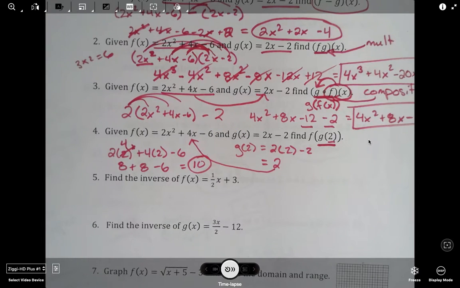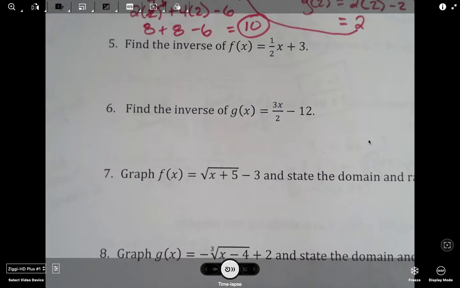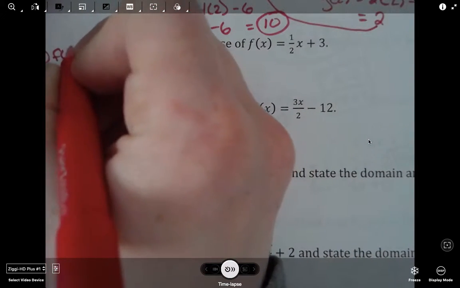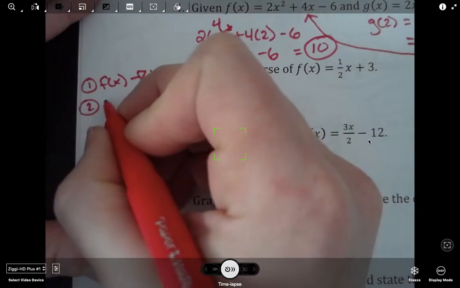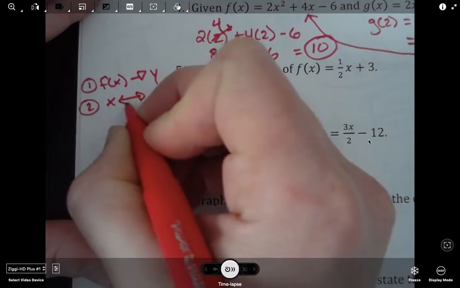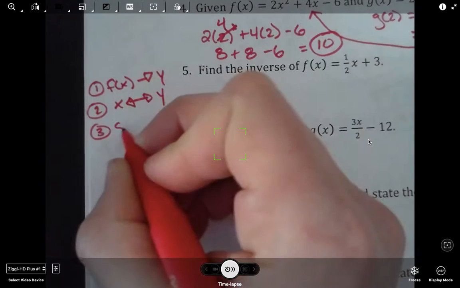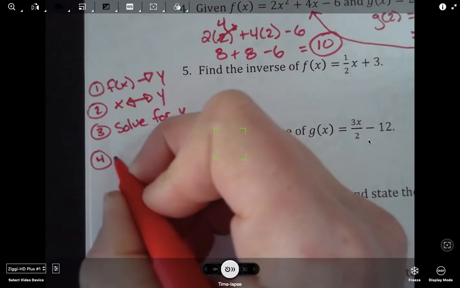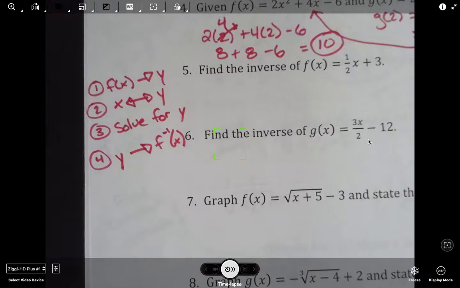5 and 6 are both the same type of problem. Find the inverse. How do you find the inverse? Yep, there are 4 steps. I'll write them over here. Step number 1, f of x becomes y. Step number 2, the x and the y switch with each other. What do you do in step number 3? Solve for y. And then step number 4, y becomes f inverse of x, and that's that negative 1.